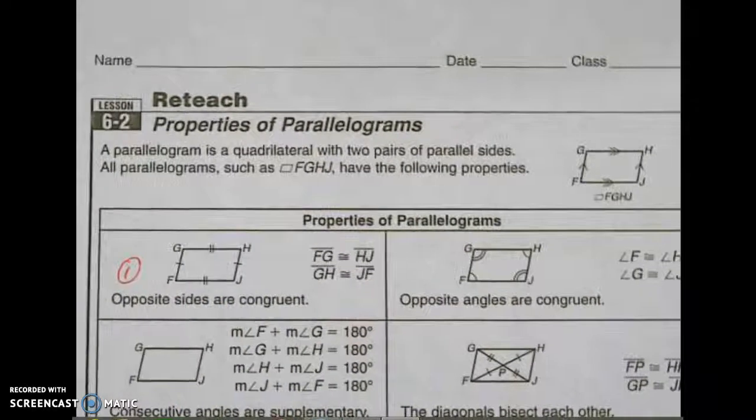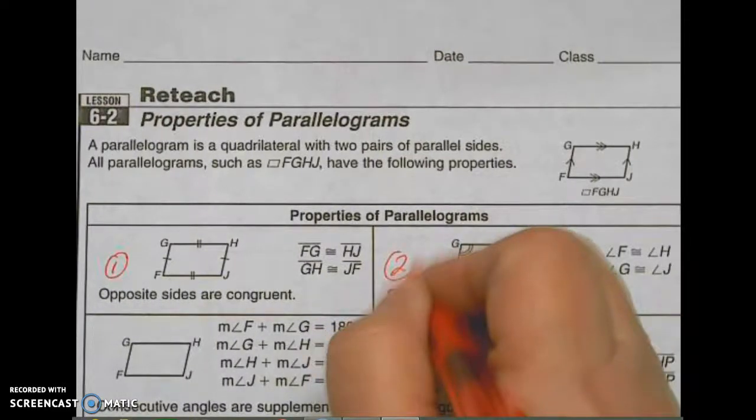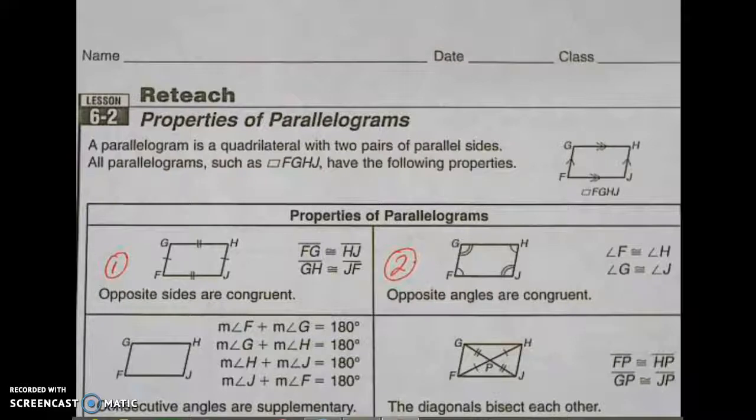The second property that all parallelograms share is that the opposite angles are congruent. So angle F and angle H are congruent to each other. Angle G and angle J are congruent to each other.